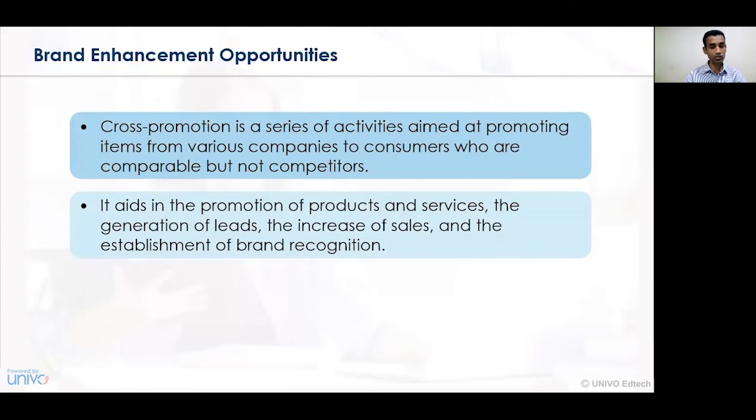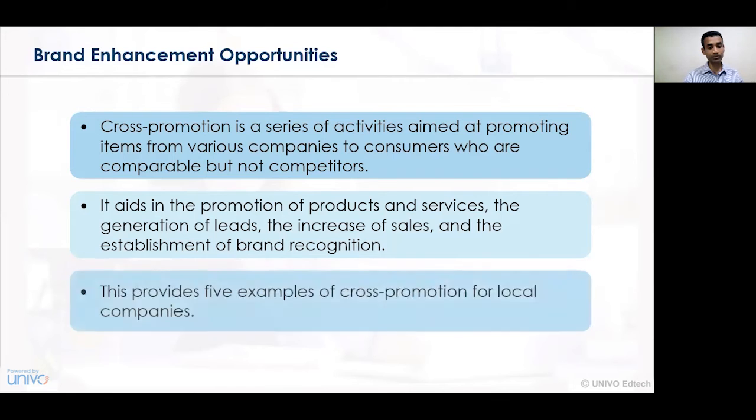The various aids for the promotion of products and services are essentially required, and based on those considerations, the generation of leads, increase of sales, and establishment of brand recognition need to be undertaken, which will help identify how we create value for a product, so that in the short run as well as in the long run, the value of our product increases over a greater time duration. The next perspective to understand is providing five examples of cross promotion for local companies. Accordingly, various promotion examples on how to increase brand opportunity and market consideration in the long run as well as the short run are essentially required.